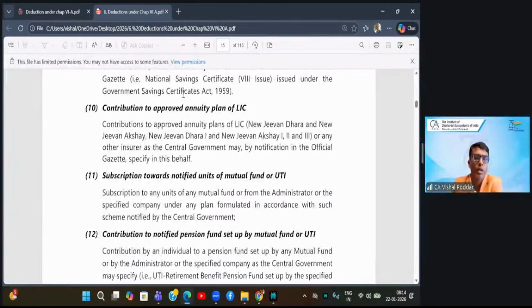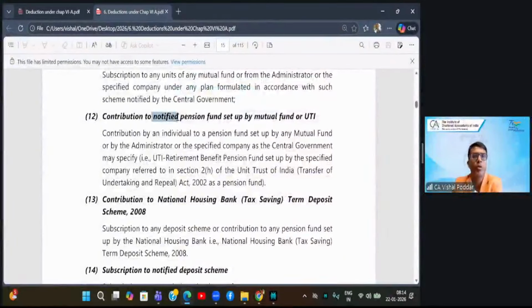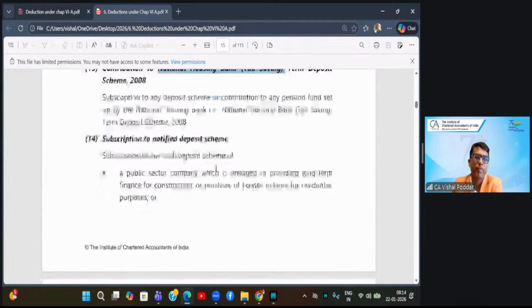Then comes the next amount. Again, it is a policy. Which policy? Again, annuity plan of LIC. Then next, you have purchased some notified units. Now, whenever a unit comes, I'm sure you know it is of mutual funds. It is not of any mutual fund, it is only of notified mutual fund or of UTI. UTI is Unit Trust of India. Again, if you contribute in a notified pension fund set up by certain mutual funds or UTI, or you have deposited your money in National Housing Bank tax saving deposit scheme.